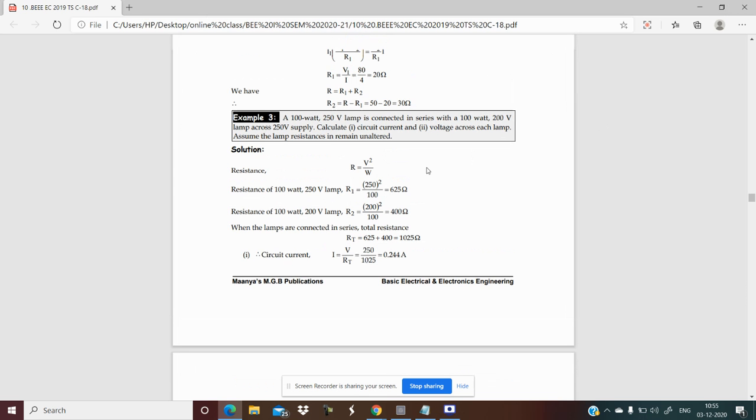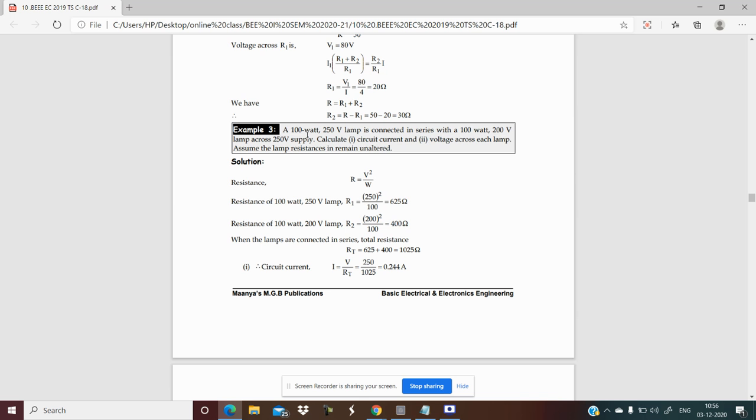So now we will see example 3. Here a 100 watt, 250 volt lamp is connected in series with a 100 watt, 200 volt lamp across a 250 volt supply. They are asking to calculate the circuit current and the voltage drop in each lamp, and assume the lamp resistance remains unaltered. Fine.